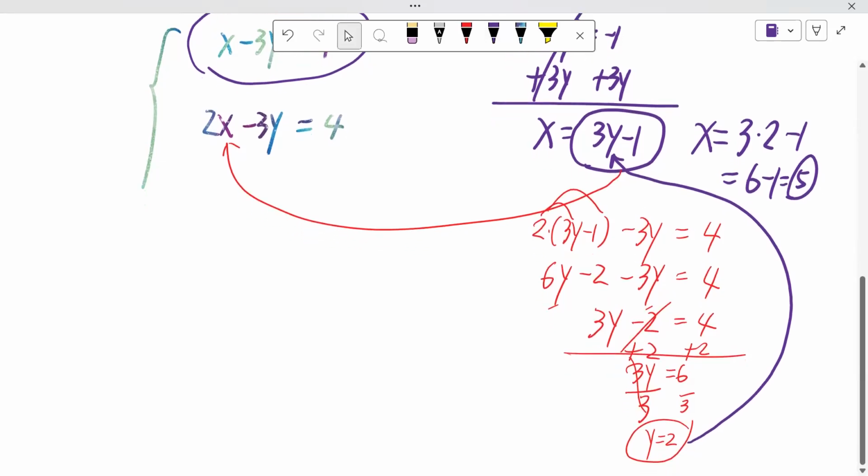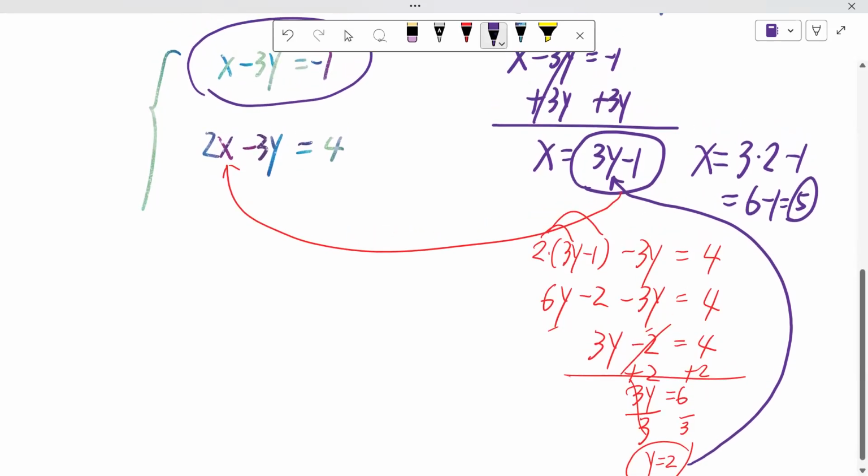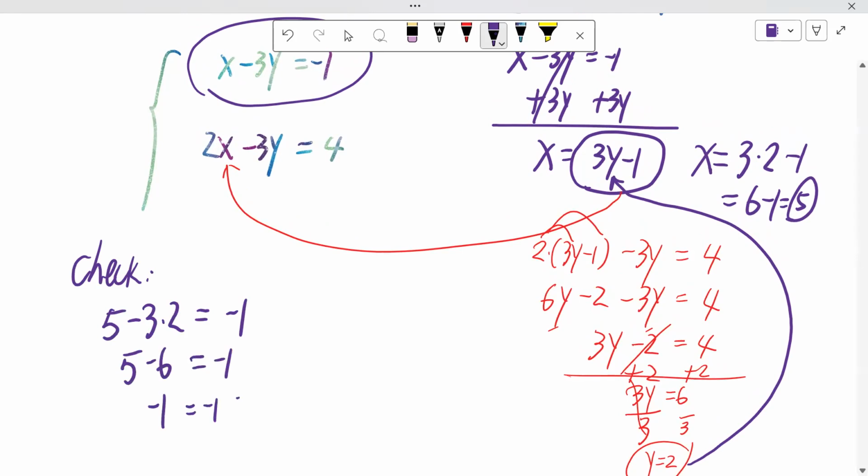And we can check it if we want to, right? So let's check it. Plug into the first equation, should be 5 minus 3 times 2. That's equal to -1, right? 5 minus 6, it is -1. So this is good. -1 equal to -1. To satisfy the first equation.